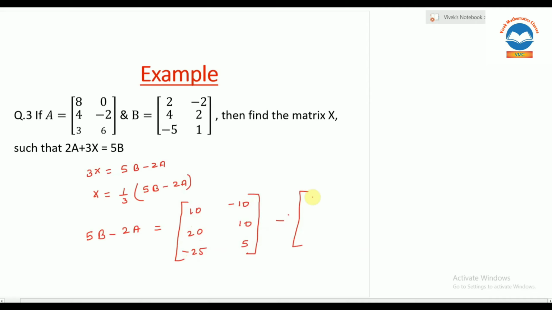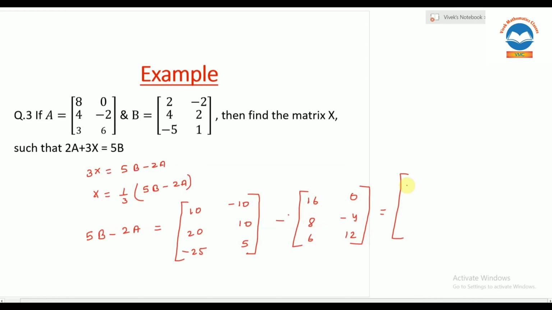So what is our 2a? In this A matrix, you have to multiply by 2. So you will get 16, here 0, and here 8, here minus 4, and here 6, and here 12. So this we are getting 2a. So if you subtract this, what will be your answer?